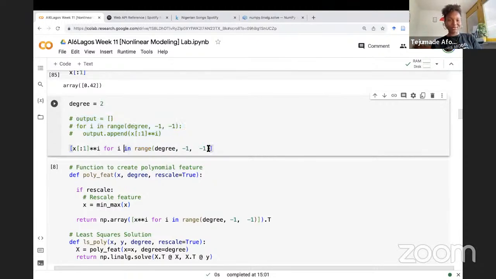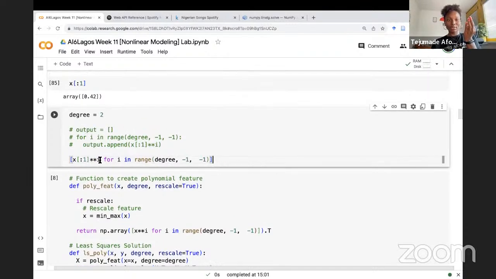Okay, someone said it gives the power of x from 2 to 0. This is true. So you expect to get 3 values, right? Are we going to get 3 values? 0.42, 0.42 square, and 1. This is what I think we'll get. Do you agree? What do you think, Dolamu?